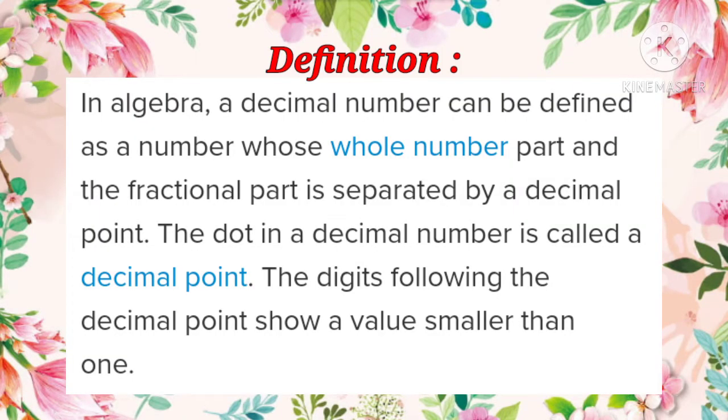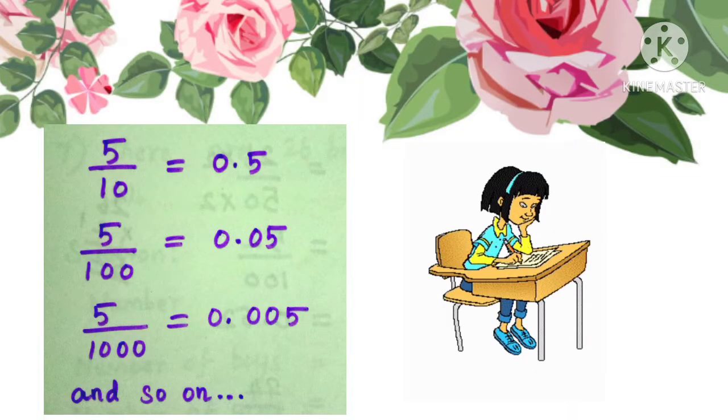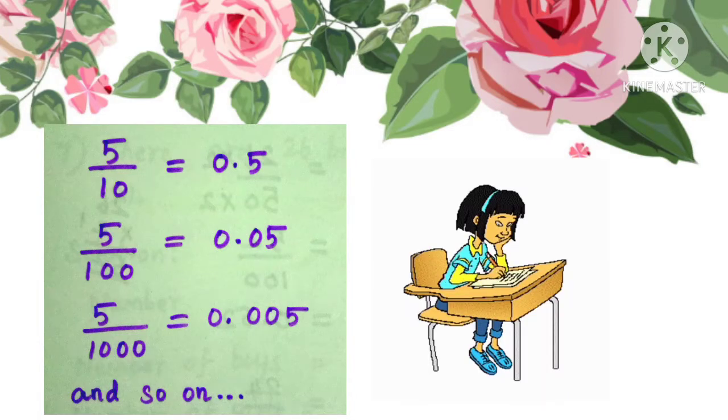A decimal number can be defined as a number whose whole part and fractional part are separated by the decimal point. Conversion of fractions to decimals. If the denominator of a fraction is 10, 10 square, 10 cube and so on, we can express it as a decimal. When any integer is divided by 10, 100, 1000 and so on, the decimal form can easily be found by putting the decimal point before the number of zeros found in the denominator.